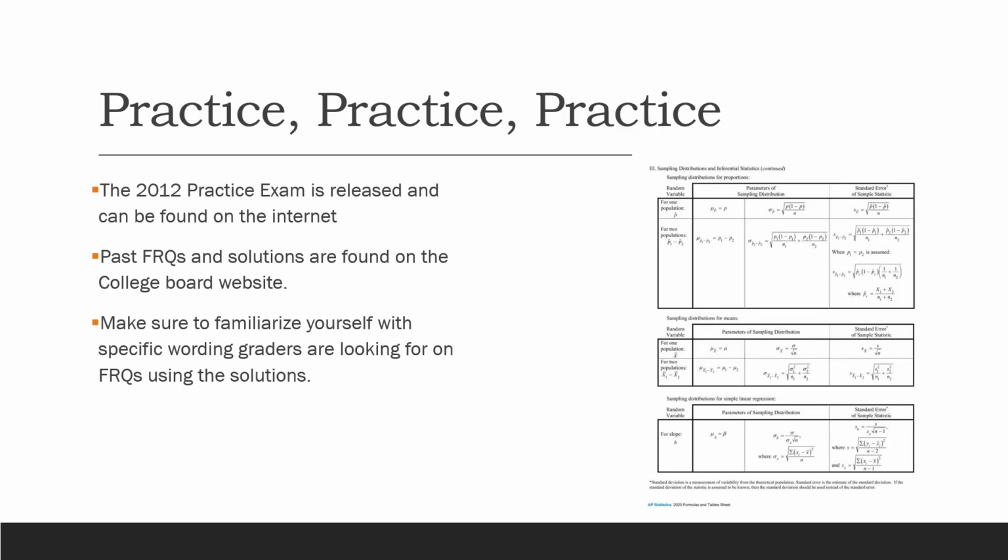Now, to practice, there are some various resources. The 2012 practice exam is released, and you can find that on the internet. You also have past FRQs and solutions that you can find on the College Board website. And also make sure to familiarize yourself with the specific wording that graders are looking for on the FRQs. So as you practice the FRQs, pay close attention to the solutions to make sure you're getting those wordings correctly, because graders are really looking for that.